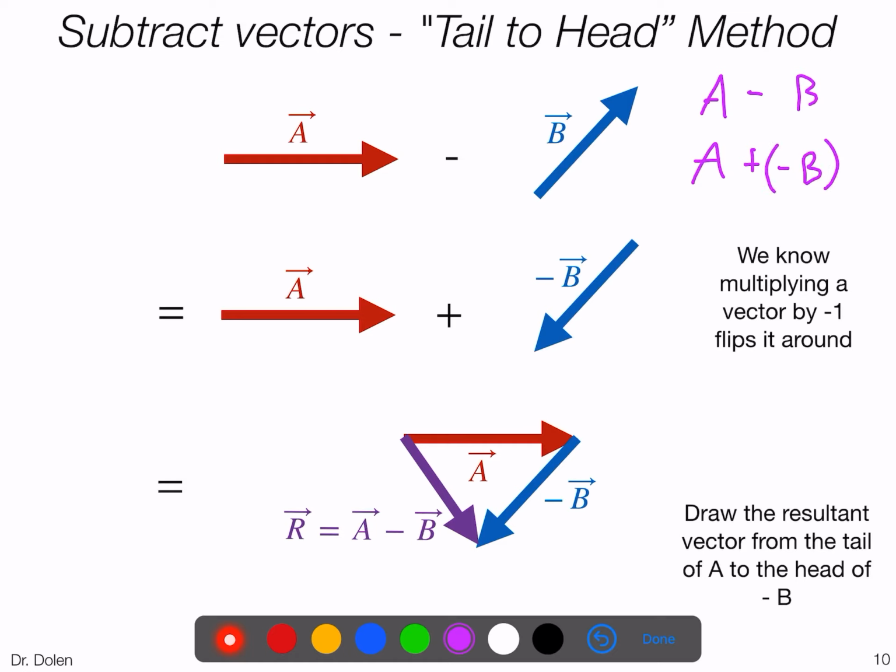And I know how to add vectors. I know how to add a plus minus b. So if I have minus b, which I've drawn right here, I can now use the tail to head method with a plus minus b. So I draw an a, I take the tail of minus b and place it on the head of a, and then my resultant vector starts at the tail of a and points to the head of minus b. This is my a minus b vector here.